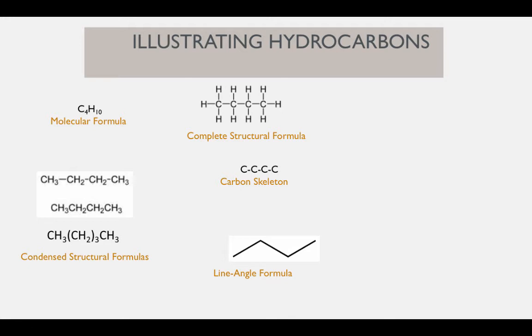There's also something called the line angle formula, which I'll show you in class. Each one of those corners where the lines come together represents a carbon. And then there's also something called the condensed structural formula. The condensed structural formula just takes each carbon and says how many hydrogens are on it. If you look at the complete structural formula, the first carbon on the left-hand side has 3 hydrogens on it. And if you look over on the condensed structural formula, that's why it says CH3. So that's how the structural formula works. It's a bunch of different ways of illustrating the same thing.